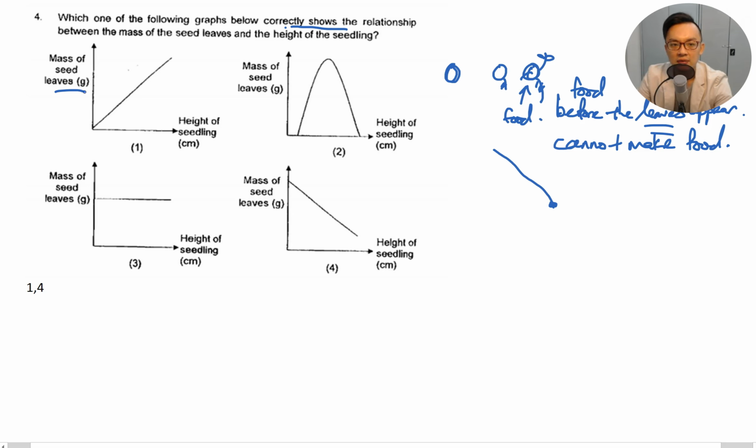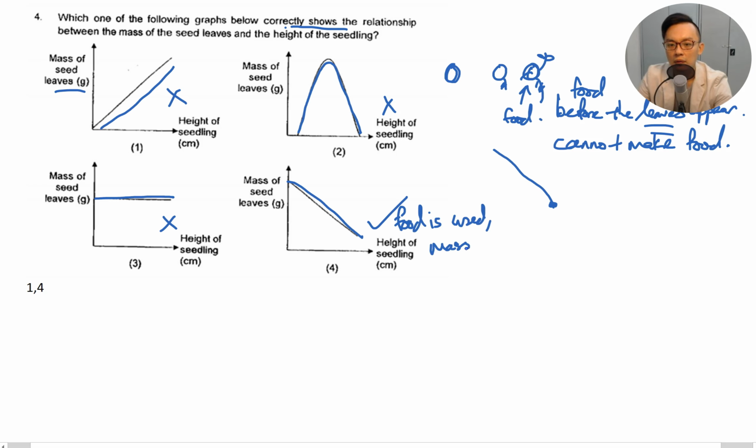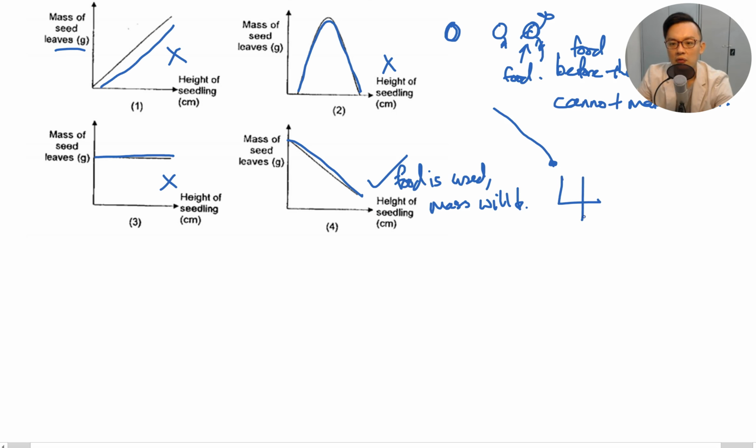Mass of seed leaves will go higher as the height of the seedling increases. That's wrong, because it will not increase, because the seedlings are using the food. Mass of seed leaves will have this curve, which is also wrong. Mass of seed leaves will go straight, which is also wrong. Mass of seed leaves will go down. This is correct because the food will be used by the seedling. As the food is used, the mass will decrease. So the answer is number 4.